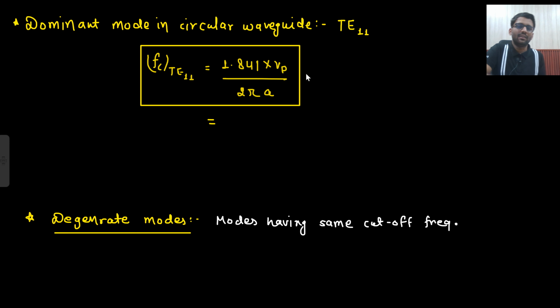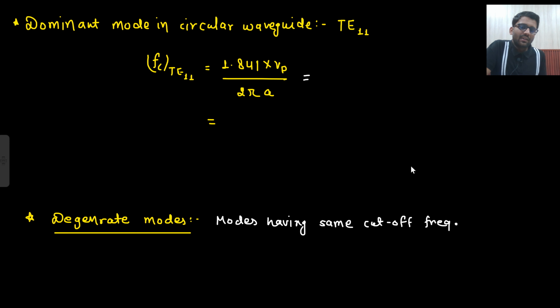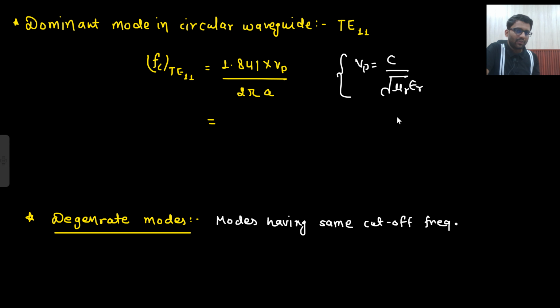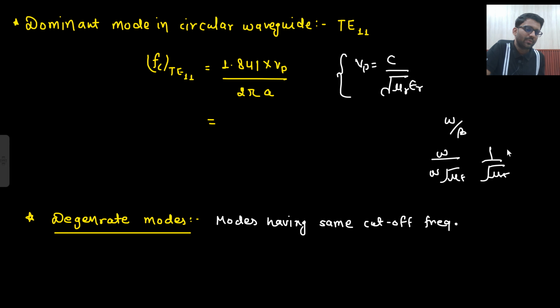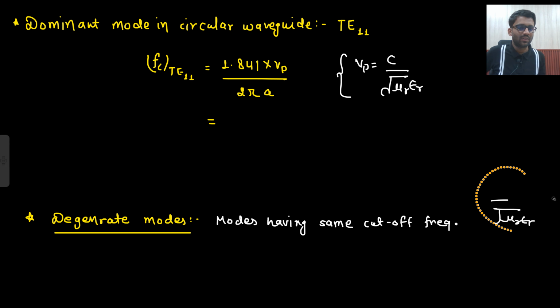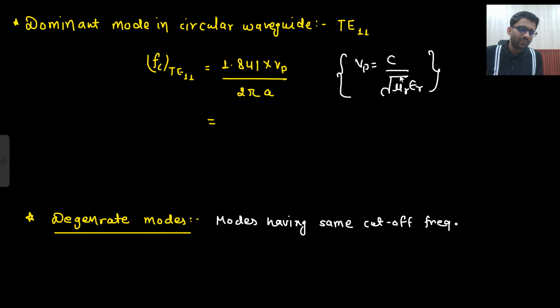But what we can do is replace Vp. Can you replace Vp as C under root mu r epsilon r? Say yes or no. Because what is Vp? Vp is omega by beta, and beta is omega under root mu epsilon. So Vp is 1 over root mu epsilon, and when you take mu naught epsilon naught outside, you get C under root mu r epsilon r. This derivation is very easy, we have seen it already. So Vp can be replaced with C upon under root mu r epsilon r, right?